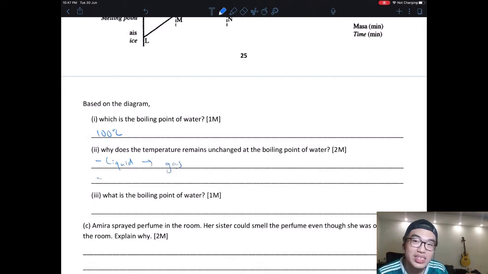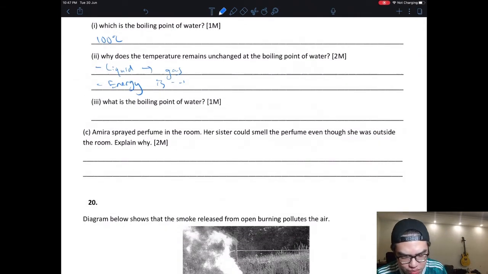So what's the next answer? Can you guess? Energy is used to overcome the force of attraction between particles. Like I said, you have to memorize that set of answers because it's always that answer. What is the boiling point of water? What a repetitive question.